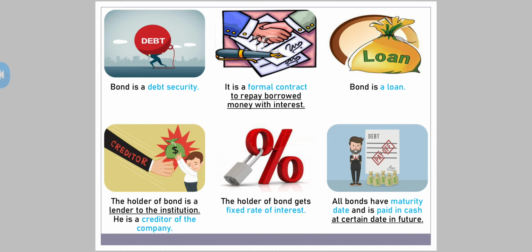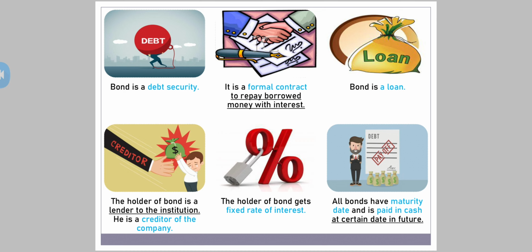As we have seen in the first point, when you say a debt security, that means the company is going to repay back. If it's going to repay back, that means it's a loan, it's a liability to the company. So yes, the 3 important points: bond is a debt security. Second, it's a formal contract to repay borrowed money along with the interest. Third you have got is bond is a loan.